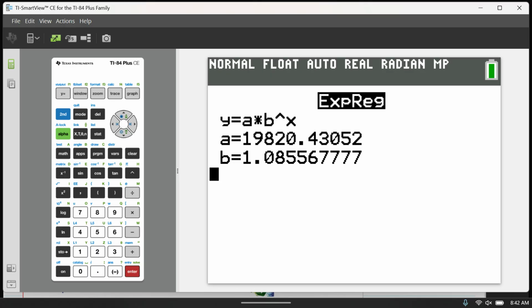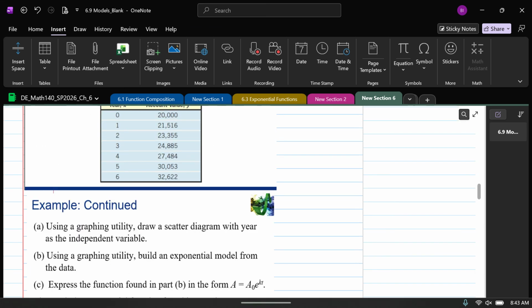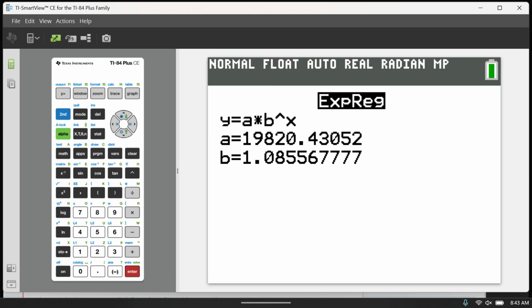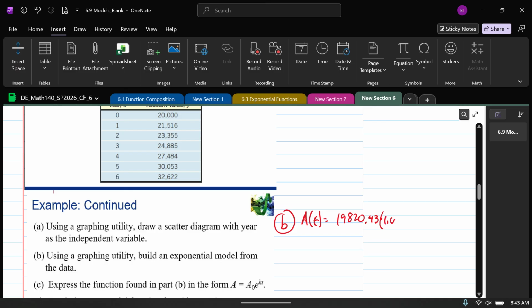So A is 19,820.43. So my equation for B part is A of T equals 19,820.43 times 1.086 to the T power. Now, that is an exponential growth problem.